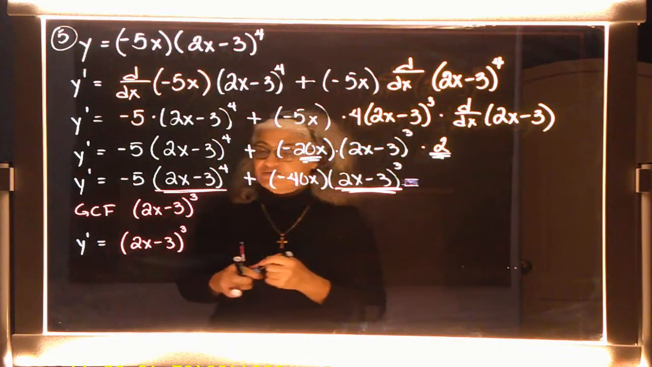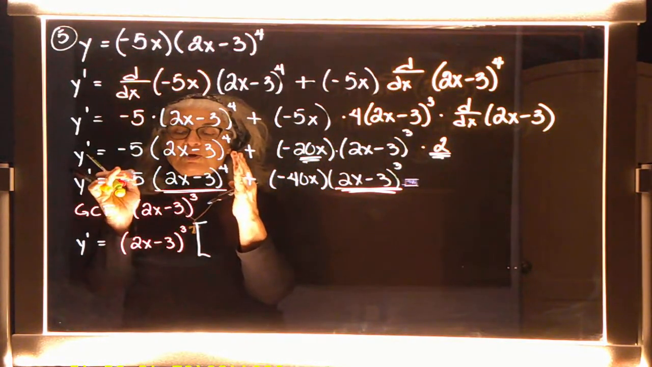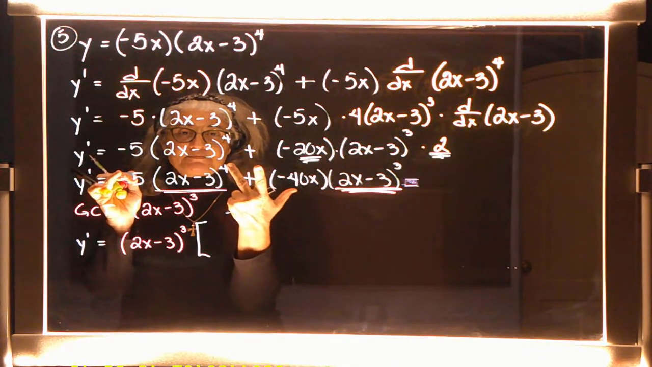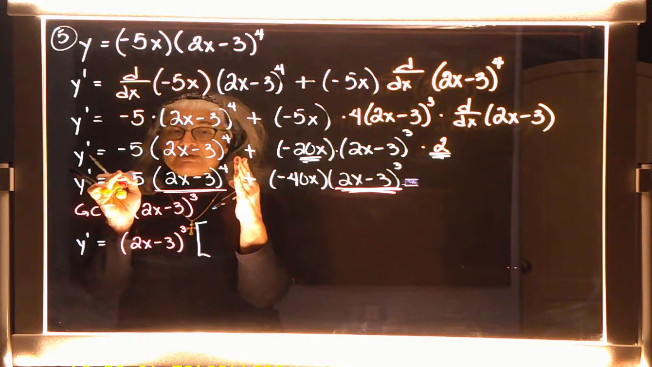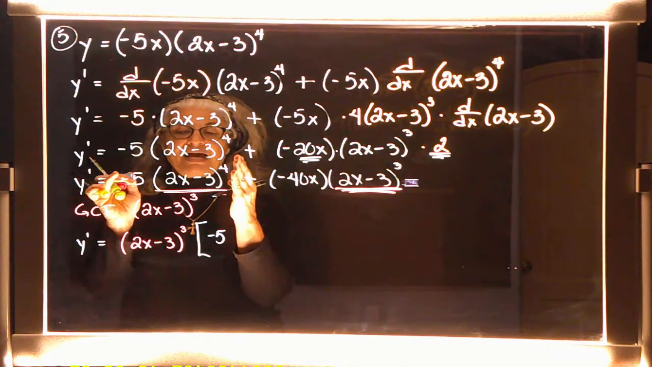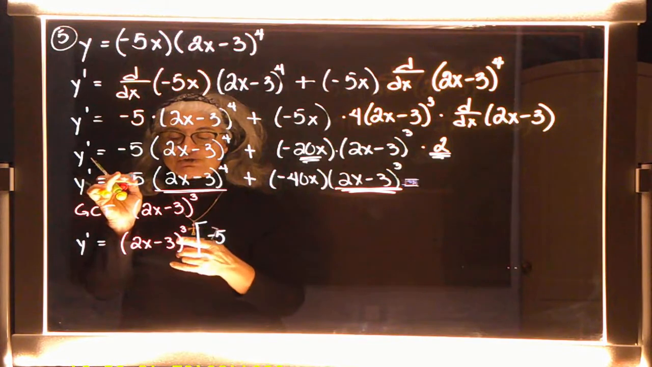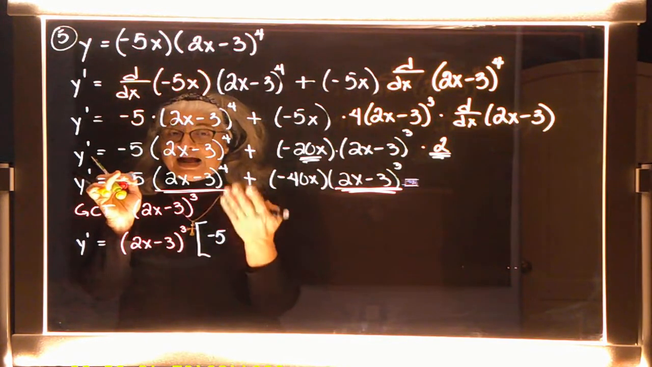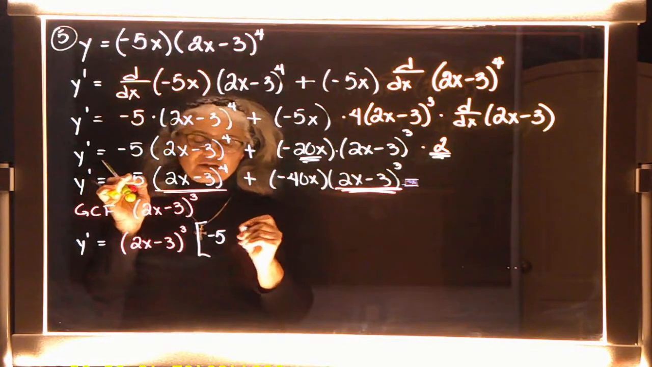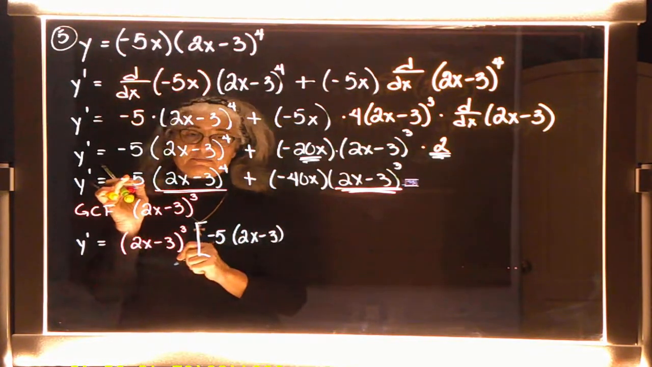So let's look at this first term. When I take out the 2x minus 3, I'm taking out 3 of them. So what's definitely going to remain? Yeah, the negative 5 is definitely going to remain. Now, this has 4 of those 2x minus 3's. You're taking 3 of them out. How many remain? Good, just 1 of them. And here's that just 1 of them.